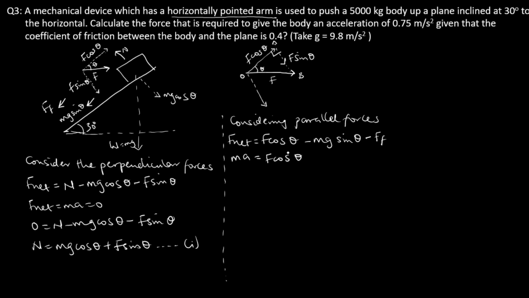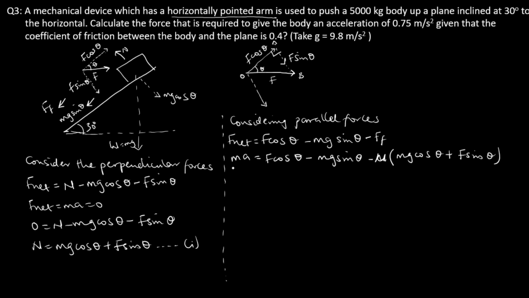We have ma equals F cos theta minus mg sine theta. Then our frictional force is mu N, right? So mu, but don't forget, now please, this is mu, not N in itself. Now don't forget we said that N is mg cos theta plus F sine theta, right? So let's put that here. We'll have mg cos theta plus F sine theta.